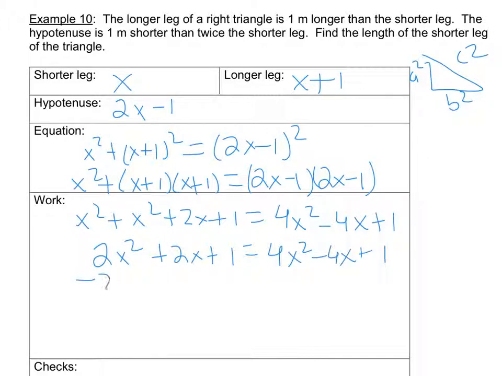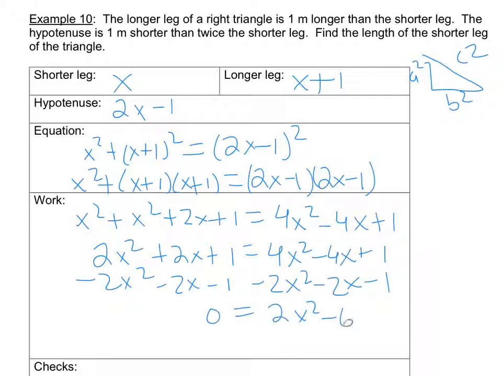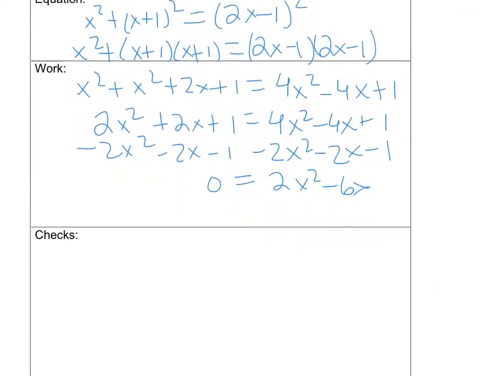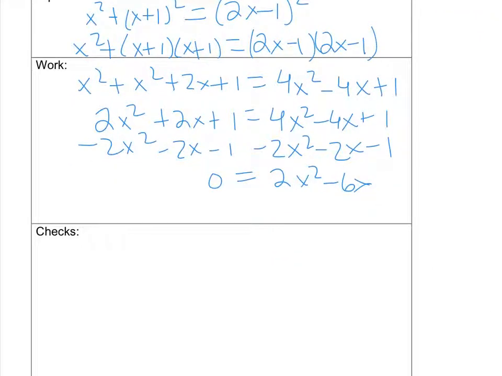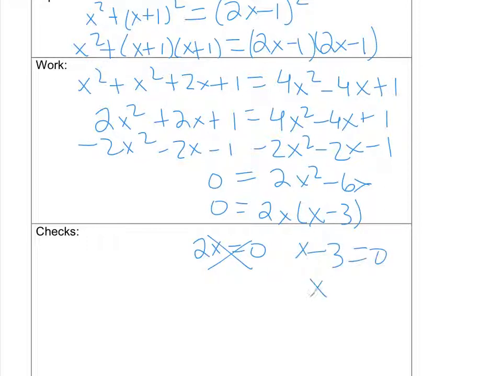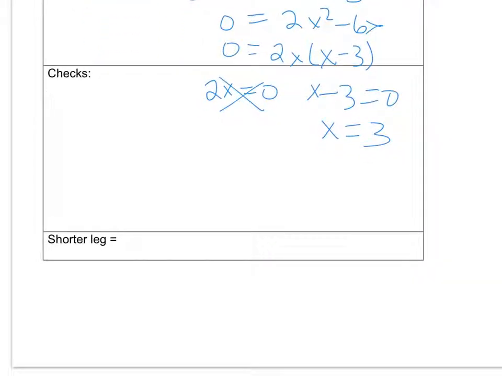Get it equal to 0. So you get 0 equals 3x squared minus 6x. Factor out the 3x. You get 3x equals 0, but we can't use that because you can't have a side length of 0. And x minus 2 equals 0, so x equals 2. And they just wanted the shorter leg, and that's what we got, so it's 3 meters. Don't forget the label. Alright, one more.